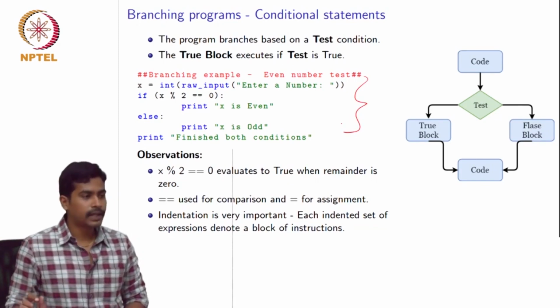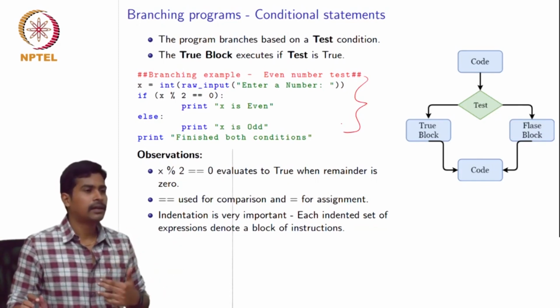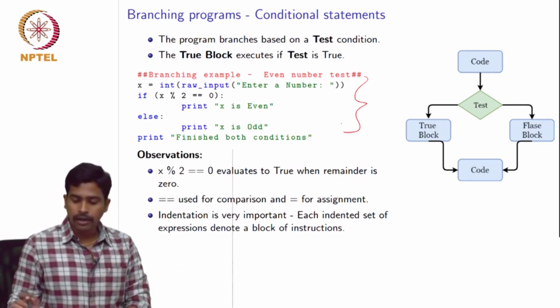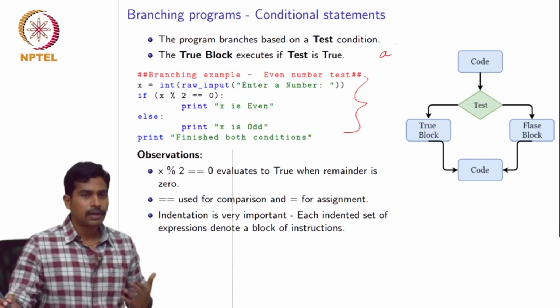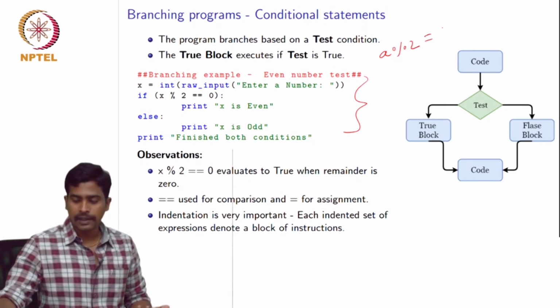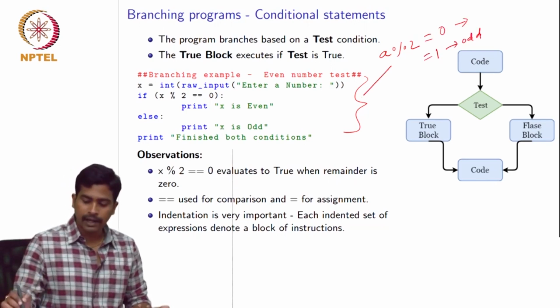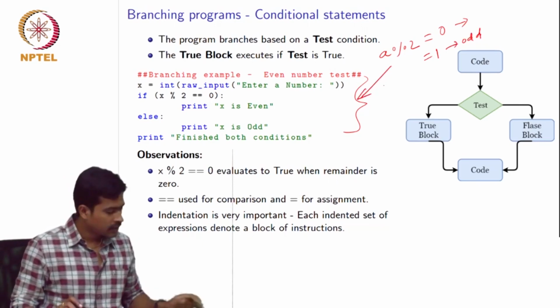Here we are asking the user to enter a number, and we want to check if it is an even number or an odd number. In order to check whether a given number A is even or not, the simplest test is to take the modulus with 2. If the modulus operation gives 0, it is an even number, and if it gives 1, it is an odd number. Okay. So the same thing we have written as a simple Python program.